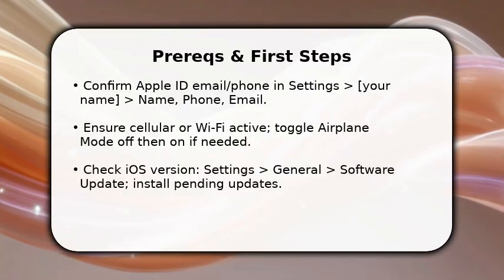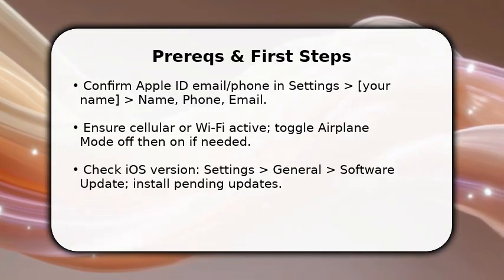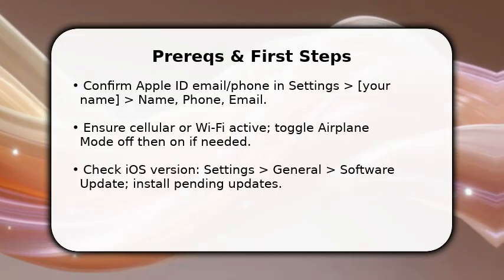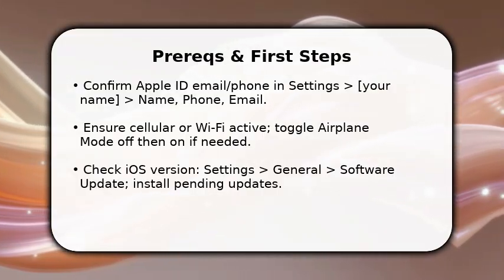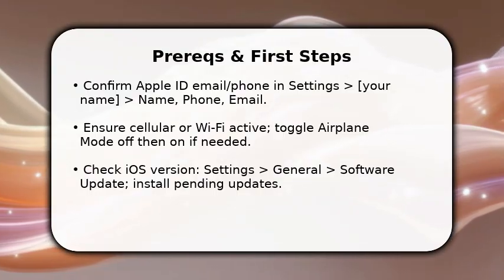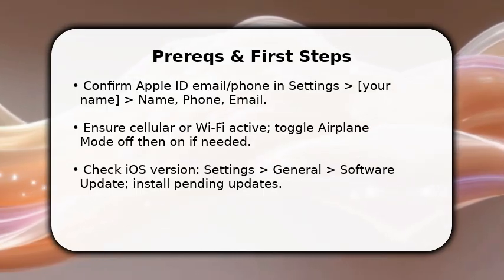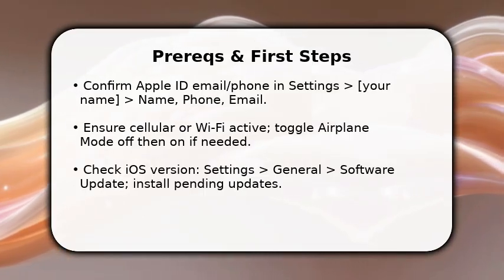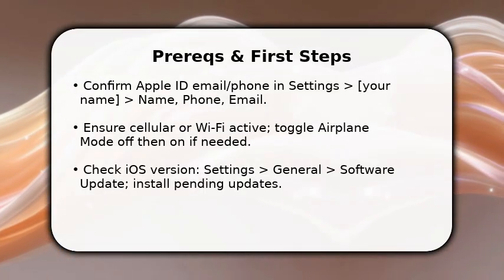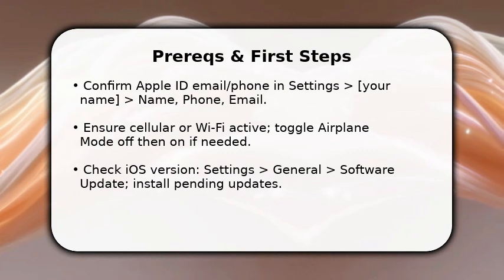You'll start by verifying the essentials so reconnecting iMessage isn't blocked. Sign into your Apple ID in Settings and confirm the email and phone number listed. This is how iMessage registers you. Once done, make sure you have either Wi-Fi or cellular data active and toggle airplane mode briefly if networking looks stuck. Finally, check for an iOS update and install it before continuing. Outdated software can prevent activation and cause delays.